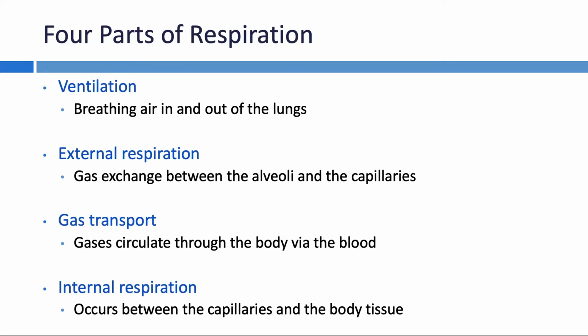There are 4 parts to this process known as respiration. Ventilation is breathing air into or out of the lungs. External respiration is the gas exchange that occurs between the alveoli and the capillaries that surround them. So whether that's oxygen going into the blood or carbon dioxide going into the lungs. Gas transport is the cardiovascular system, circulating gases throughout the body as they are in the blood. And then internal respiration is going to occur between the capillaries and the body tissues.